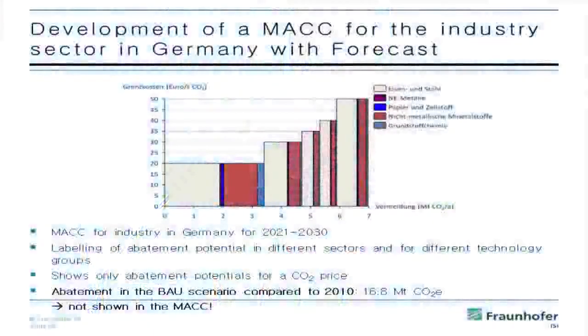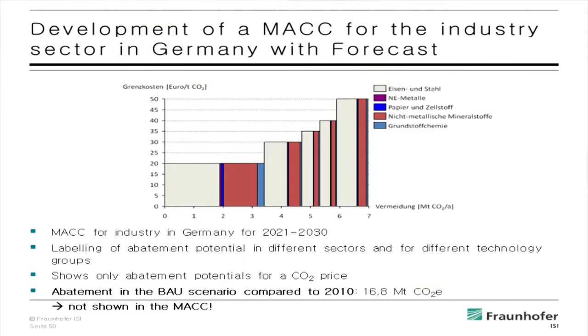This has a lot to do with the fact that we already see abatement in the reference scenario. So right here we only see 7 more tons of abatement at a price of 50 euros. However, already in our baseline, emissions are reduced by around 20 million tons. So it's just a huge difference.